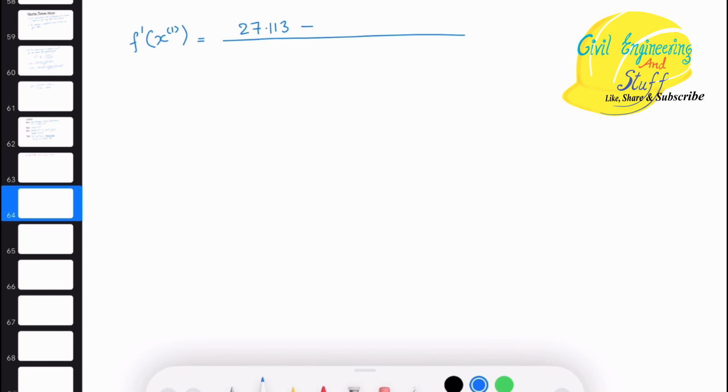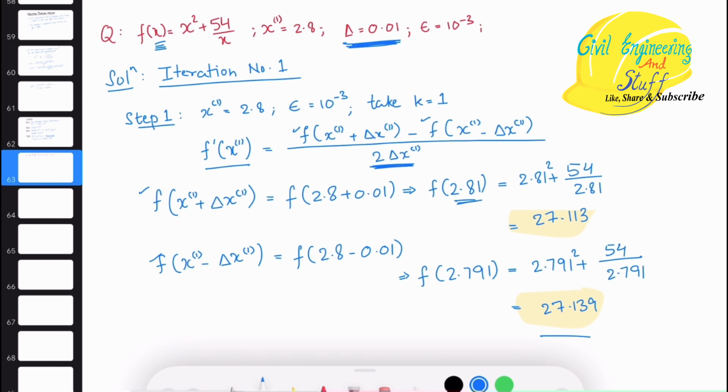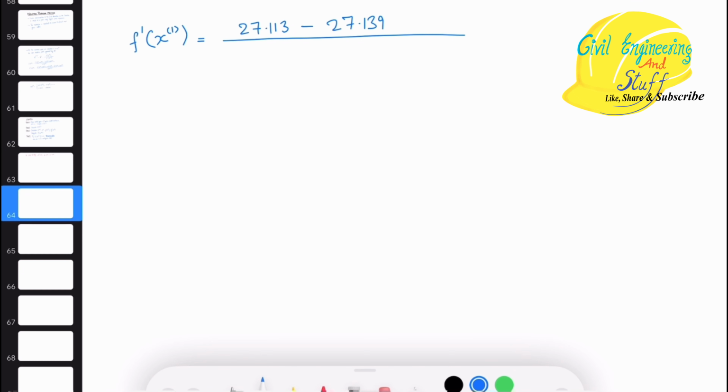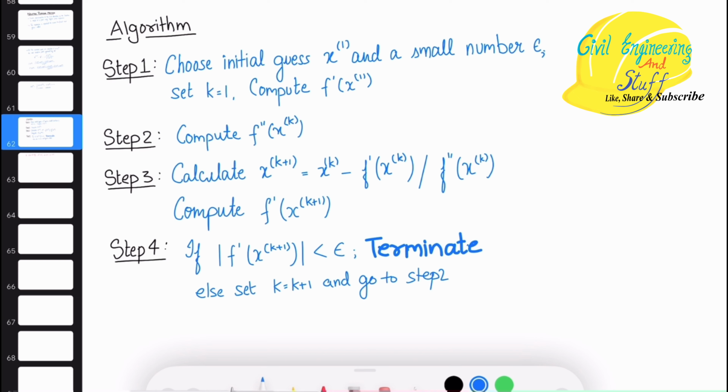minus 27.139 divided by 2 into delta x1. Delta is 0.01, 2 times. So 2 times 0.01. Right, solve it and see what is the value. On solving, we will see the value is minus 1.291. Alright, so we have completed our step 1.